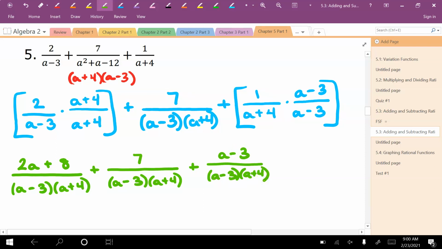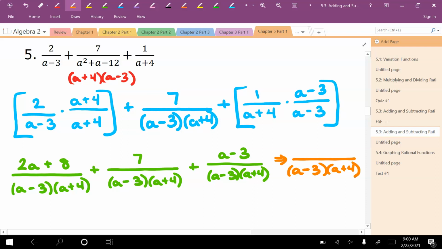Okay, so here's what they look like after I multiplied. Now don't try to do any crossing off of things on your fractions right now, because if you do that, you're not going to be able to add them anymore, because then you're going to no longer have common denominators. So make sure that you combine the numerators first, and then see if there's anything that we can simplify. So I'm not going to do anything to the bottom, so I'm just going to say a minus 3, a plus 4.